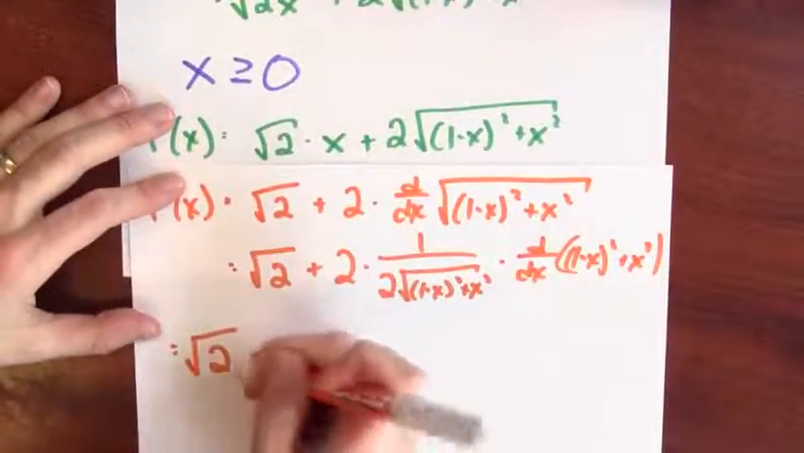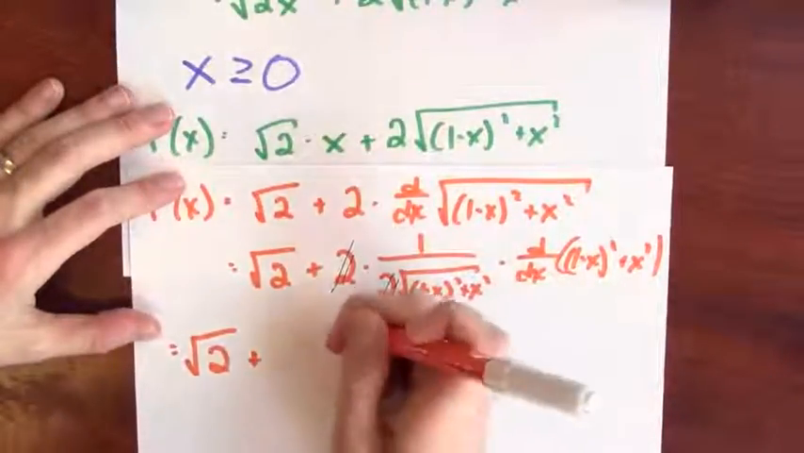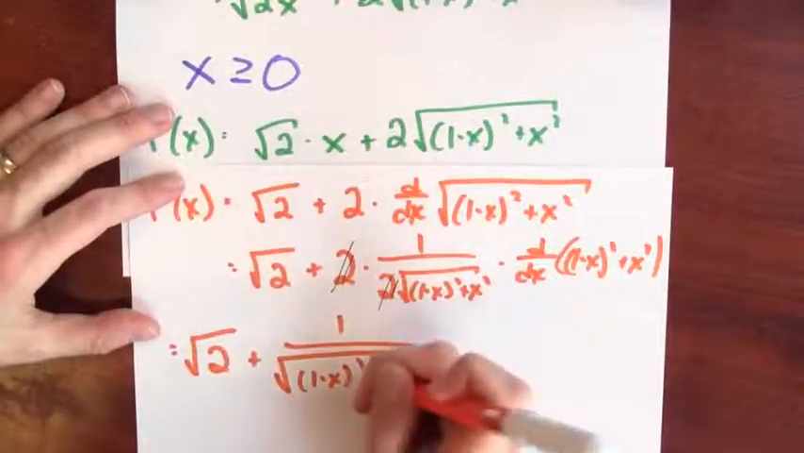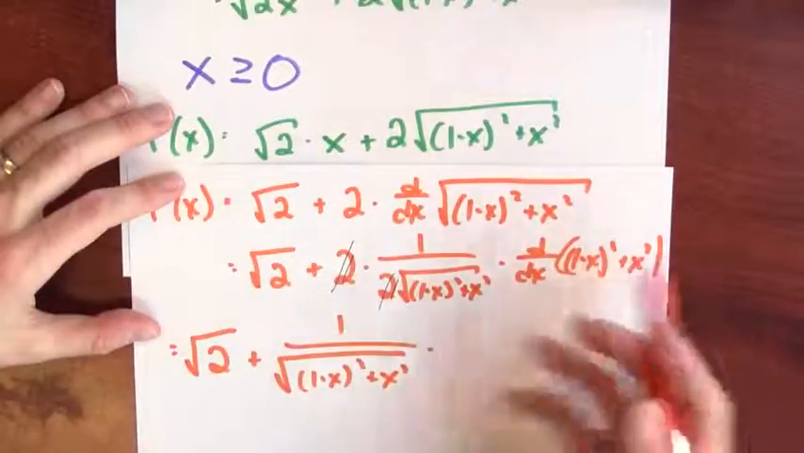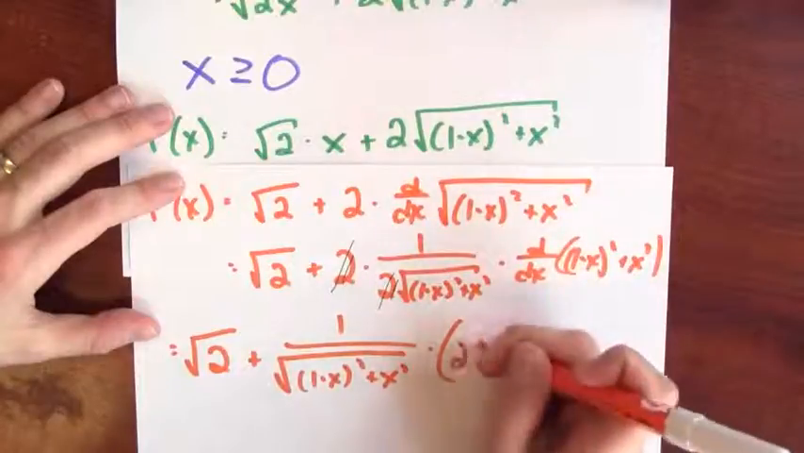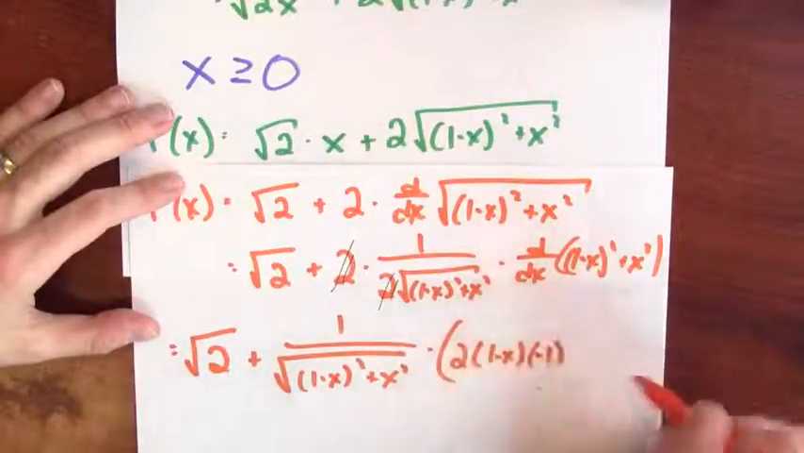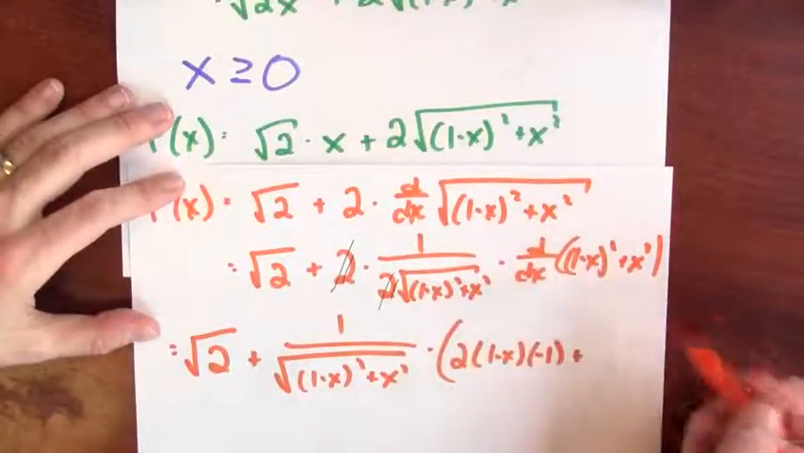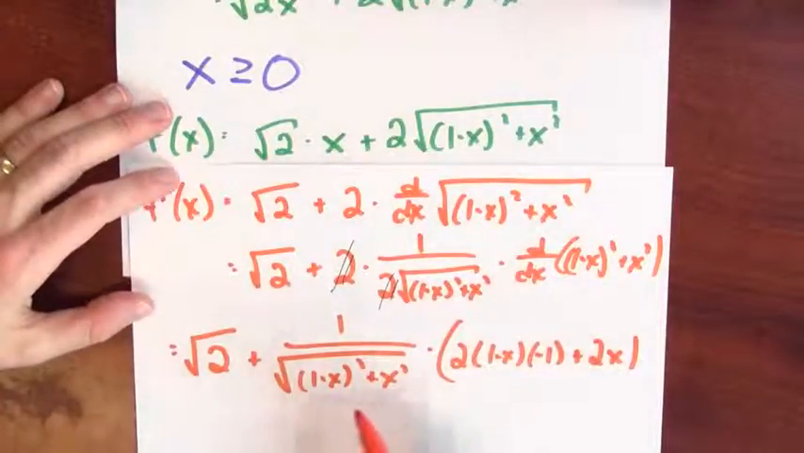So I got the square root of 2 plus, I can cancel this 2 and this 2. So I've got 1 over the square root of 1 minus x squared plus x squared times, I got to differentiate this sum, which is the sum of derivatives again. So the derivative of 1 minus x squared, that's 2 times 1 minus x times the derivative of the inside function. The derivative of 1 minus x is minus 1, plus the derivative of x squared, which is just 2x. So here's the derivative of f.